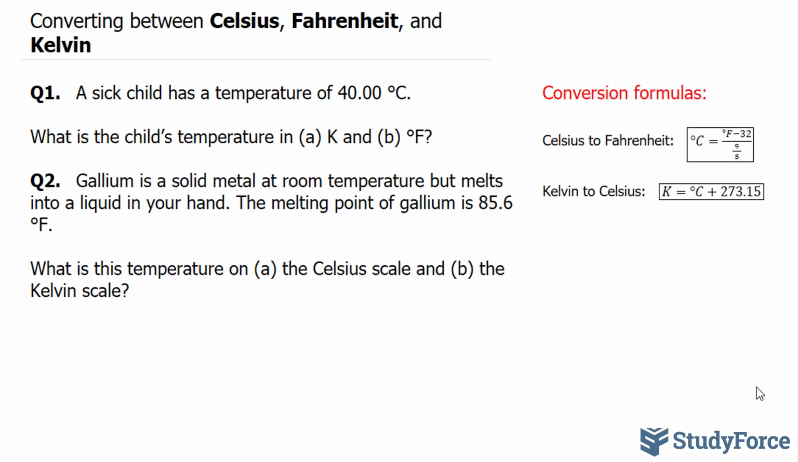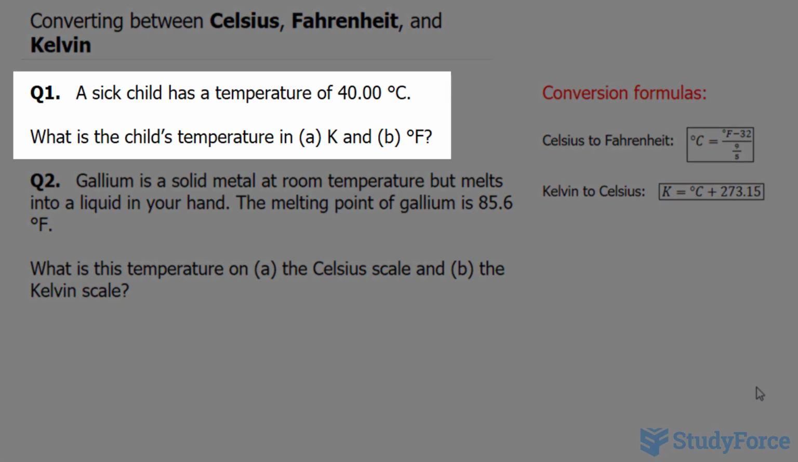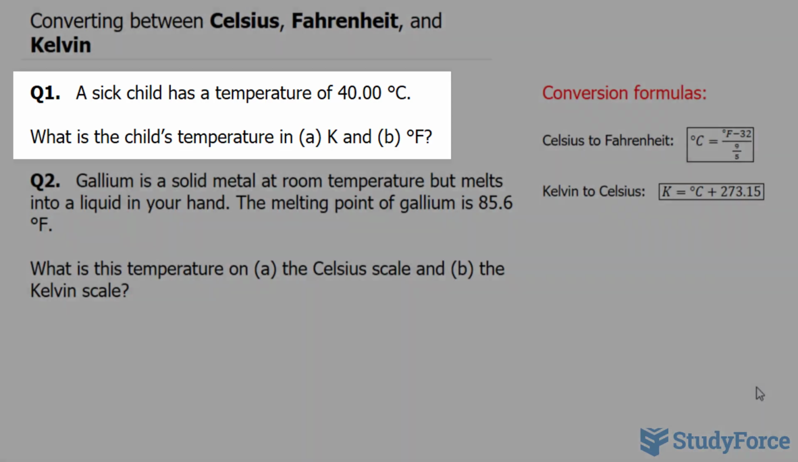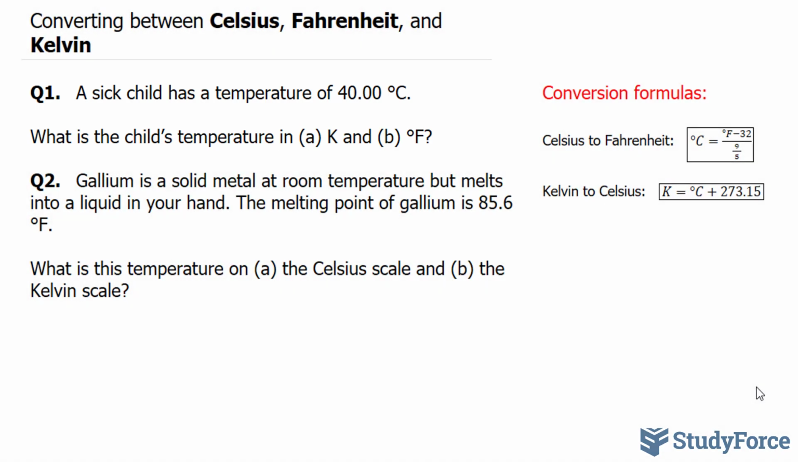In this lesson, I'll show you how to convert between Celsius, Fahrenheit, and Kelvin. The first question reads, a sick child has a temperature of 40.00 Celsius. What is the child's temperature in A, Kelvin, and in B, Fahrenheit? We are told that the child's temperature is 40.00. That is a total of 4 significant figures. So we'll be taking into account the correct number of significant figures for each calculation.